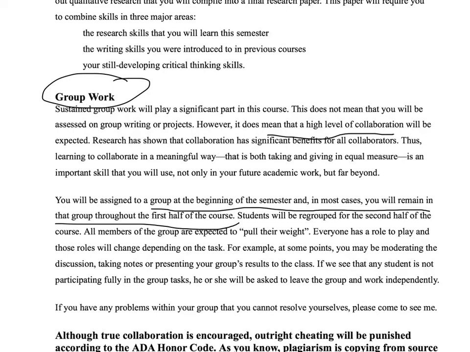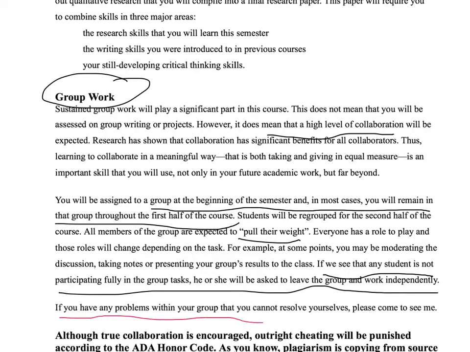Everyone, however, is expected to, as I've said here, pull your weight. That means you have to do your part. It's a whole give and take thing. If we see that you are not really working and are just trying to glide by on the work of your classmates, you will be asked to leave the group. You can still do the work and still pass the class, but you have to work independently. And if you have any problems within your group, please come to see me, or see Olga if I'm not around.